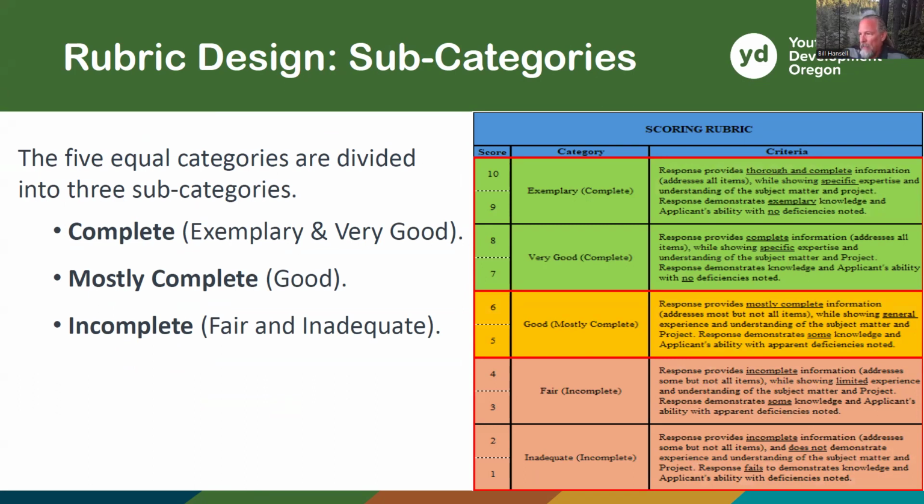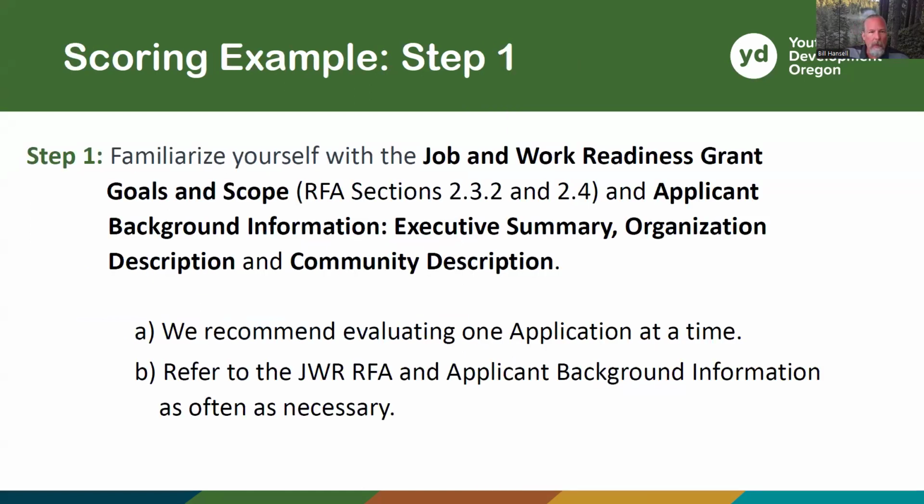The subcategory of mostly complete here in the yellow is good, and the category in the red subcategory is incomplete, which are the fair and inadequate categories. Next slide, please. We will now walk through using the rubric as a scoring example, and these are going to be provided in a step-by-step review.